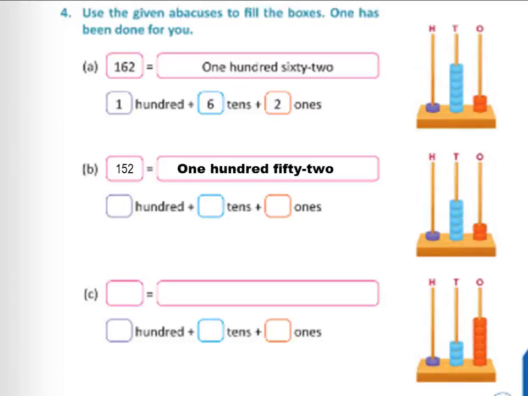Second question, I am showing you how to do it. 100, 5 tens, 2 ones. So 152. Same way you have to count the beads correctly. Count the beads correctly. First write the places. Next write the boxes next to 100, tens and ones. Then you can understand the number correctly. Write the number and then the number name. Please be careful with the spelling.